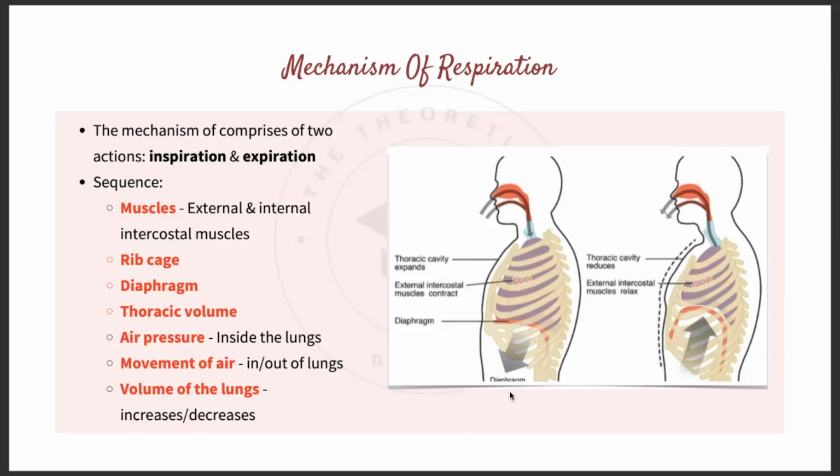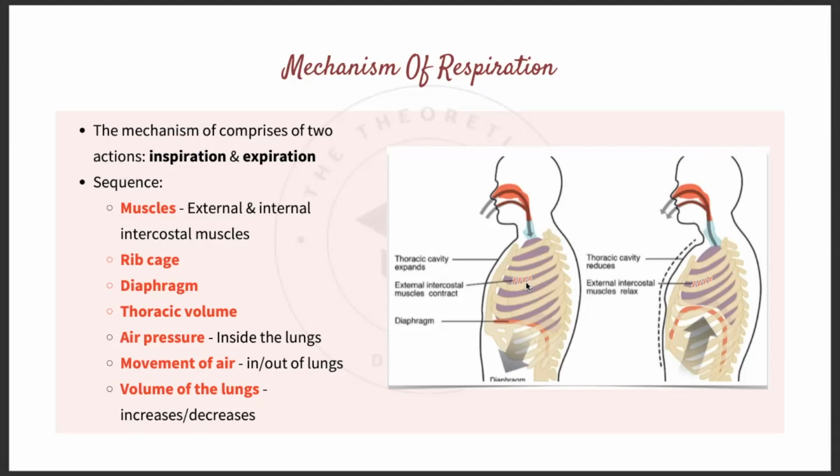In inspiration, the internal intercostal muscles relax and the external intercostal muscles contract. During inspiration, we breathe in air. And when you breathe in air, obviously, air enters the lungs and they need to expand. So in order for that to happen, the external intercostal muscles have to contract. So when they contract, they force the rib cage to move up.